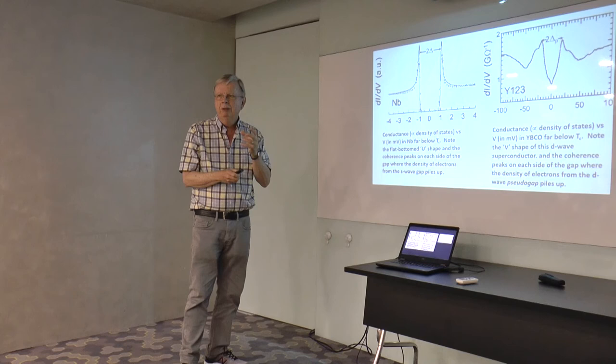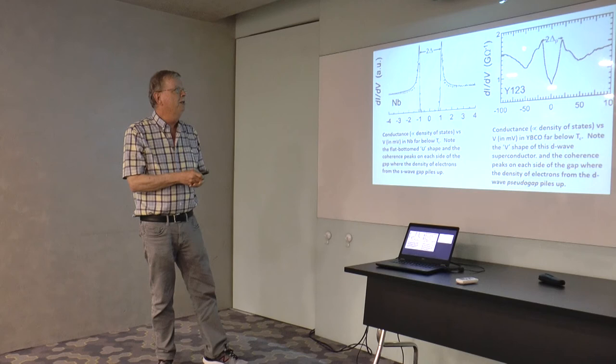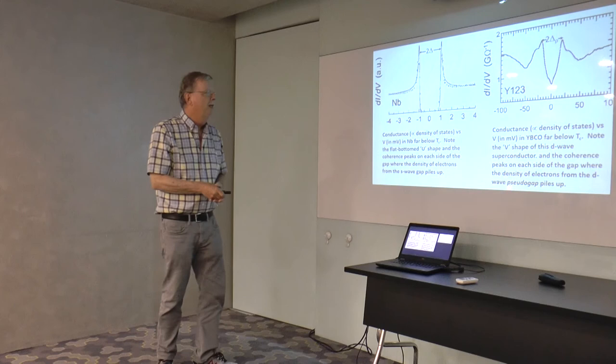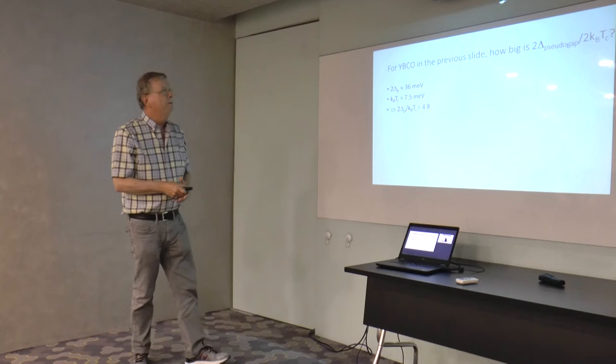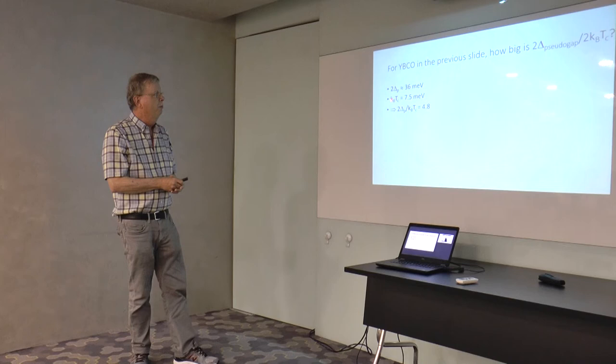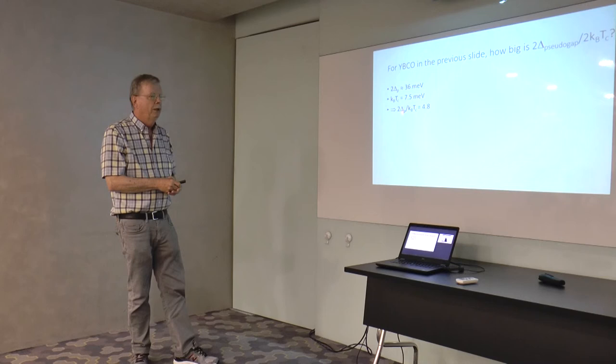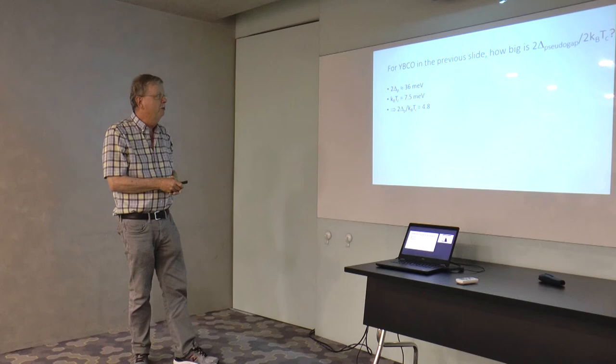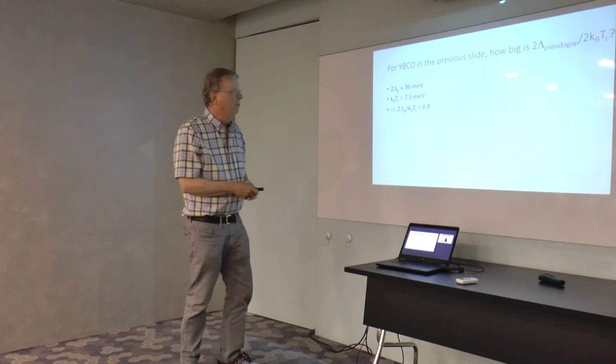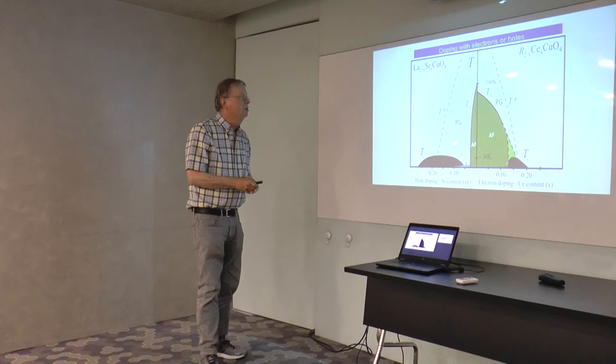Okay, so what we're going to do is take the distance between these so-called coherence peaks on each side of the gap, and look at what the numbers are. Just taking a ruler and remembering what k_B T_c is, if I take 2Δ, and I'm assuming it's a pseudogap, but ahead of time I don't necessarily know that, but two times whatever that gap between the coherence peaks is, divided by k_B T, I get 4.8, which is not a d-wave answer. That's too large.